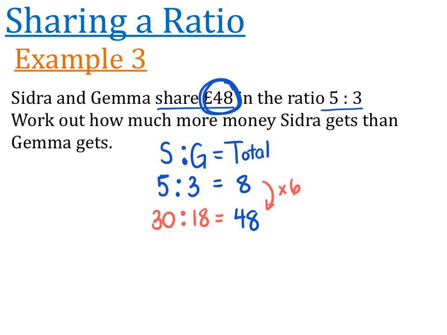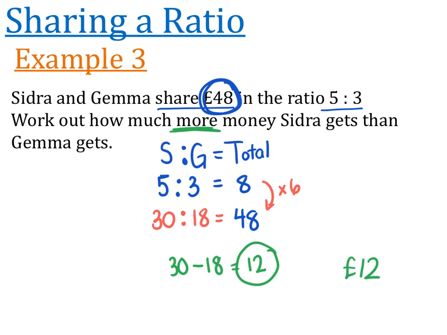Now, together those do make 48, which is really great. It really is. That's exactly what we wanted. But the question now says, work out how much more Sidra gets than Gemma gets. So in order to find out how much more, we're going to need to subtract it. 30 take away 18 gives us 12. So the final answer that we're looking for is 12 pounds.